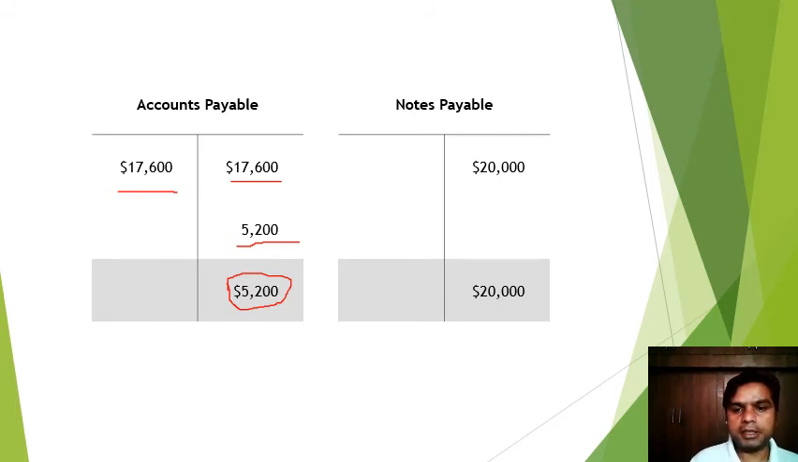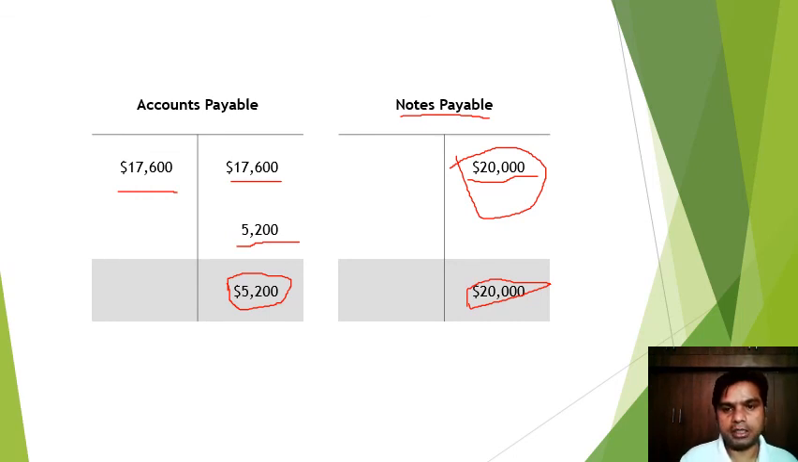Next is notes payable. You will remember that initially on January 3 we purchased equipment of $80,000, in which we paid cash of $60,000 and $20,000 was a notes payable. So we have credited the same amount in the notes payable account as a liability, and at the month end we have $20,000 in the notes payable account.